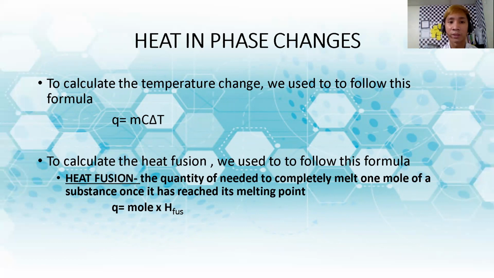We're going to have a different topic about that, wherein I'm going to give you a set of problems on how to use that formula. And then we have heat of fusion. Heat of fusion is the quantity of heat needed to completely melt 1 mole of a substance once it has reached its melting point. So that's the formula: heat is equal to mole times heat of fusion.